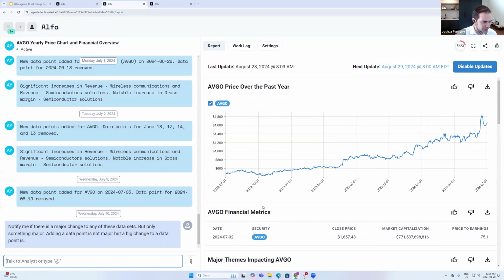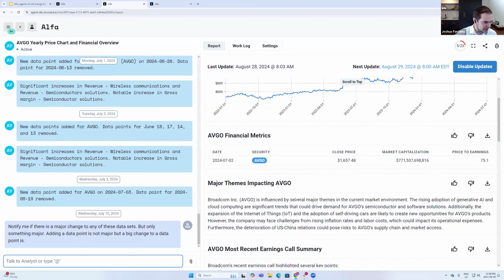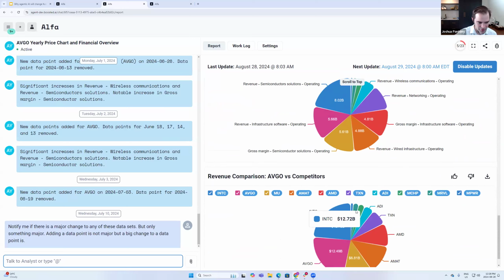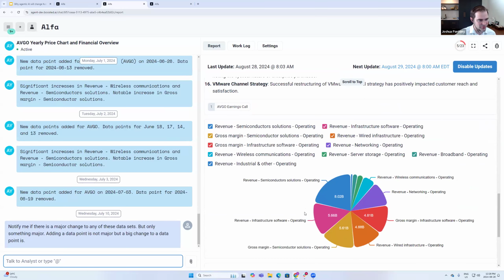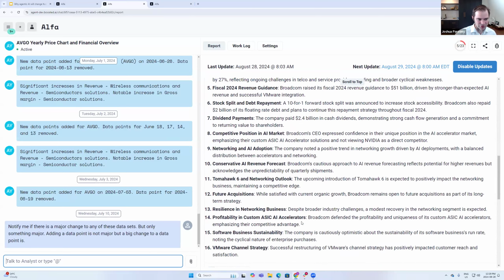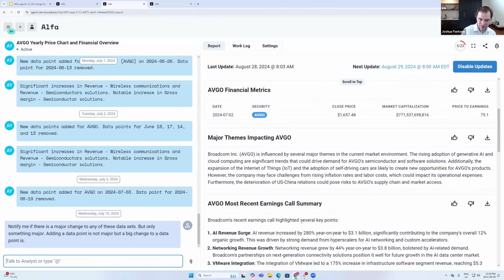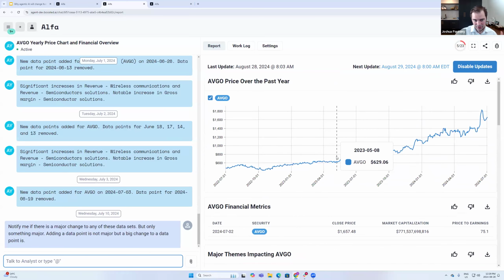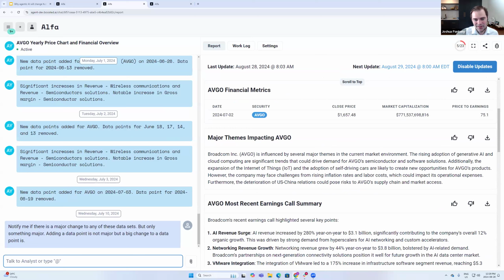Cool. Yeah. So this is one I brought out for AVGO, just looking at a bunch of different stats, different prices, price change over time, a bunch of financial metrics, earnings call summaries, revenue breakdowns, revenue comparisons to its competitors, et cetera. And again, just for really, really easy, punch in a few different characters and you've got these beautiful little generated graphics, but you've also now got a system that's both monitoring anything that's changing from the text standpoint, but also if anything changes from a numerical standpoint with any of these numbers, it's going to let me know.